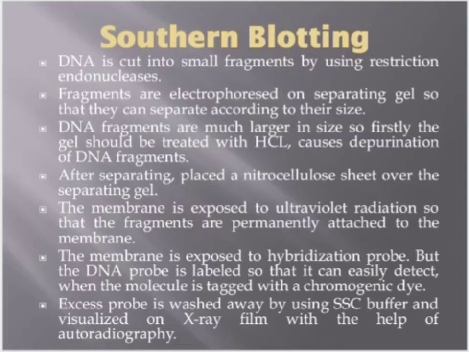Southern blotting, named after Edward M. Southern, is a method used for analysis of DNA sequences. It involves the following steps. First, high molecular weight DNA is cut into small fragments by using restriction endonuclease enzymes. Then these fragments are electrophoresed on a separating gel so that they separate according to their size.